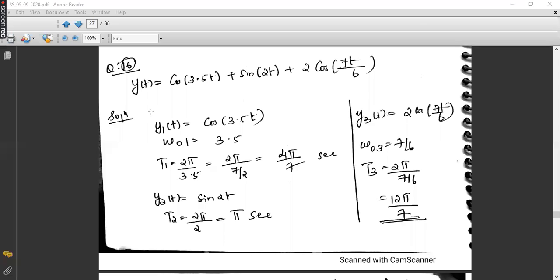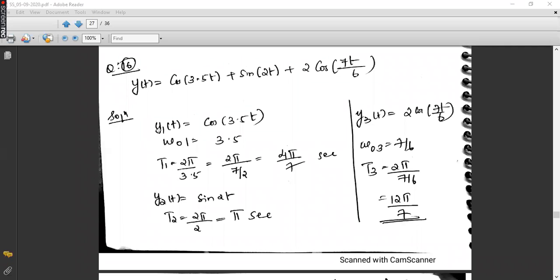Now I am going to explain the steps to check the periodicity of this particular signal. Don't write anything. First you listen, then I will give you time to take down the notes. As you can see here, this signal is a combination of three different signals. So you can name this function as y1, this function as y2, and this function as y3.